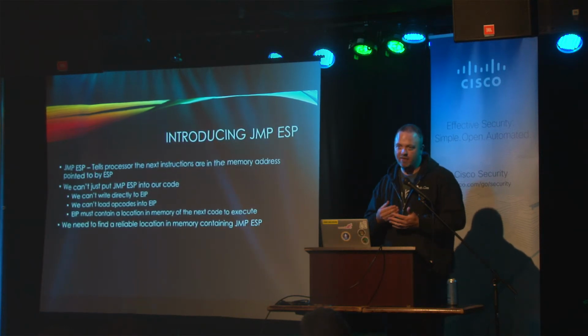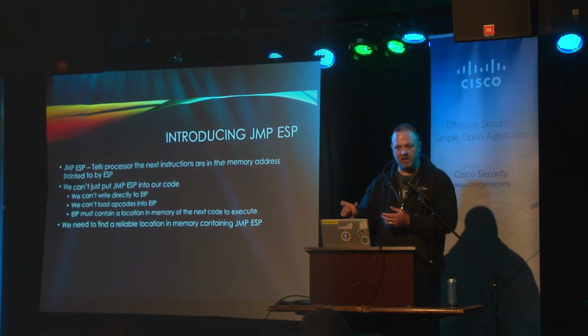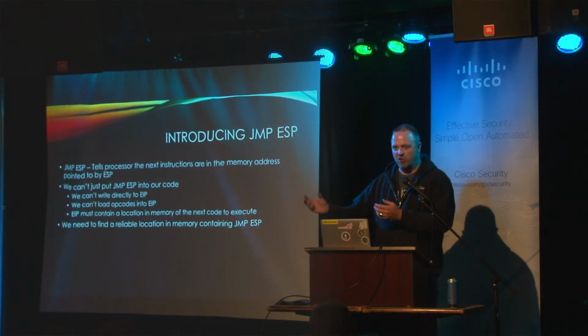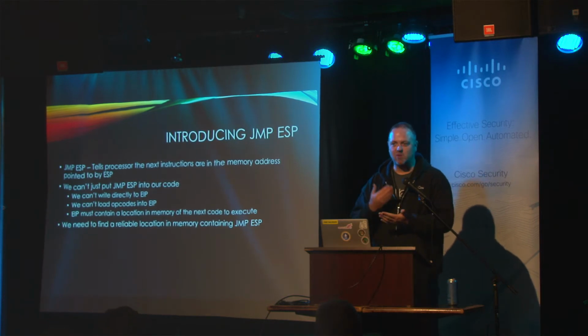So if we can find a jump ESP somewhere in the computer, and we know the address of it, and it's in a reliable location, so it's in the same location every time, we can put that address of the jump ESP for our return address. So when we get to the point where the return address gets loaded into EIP, we are telling it, go to where ESP is, which happens to be exactly where our shellcode starts. And that's where we take control of execution.